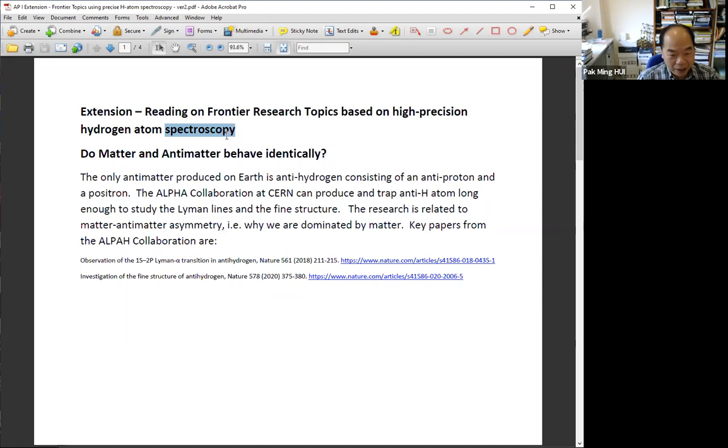One thing very interesting is whether matter and antimatter behave in the same way. That has to do with why we are now dominated by matter. Why don't we see antimatter, things like that? The only antimatter physicists can produce now is antihydrogen. That can be formed, and kept for a sufficiently long time to do experiments. And that's the important point.